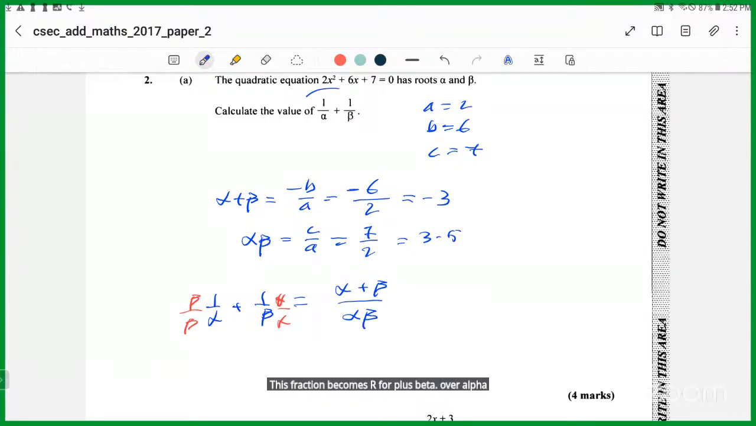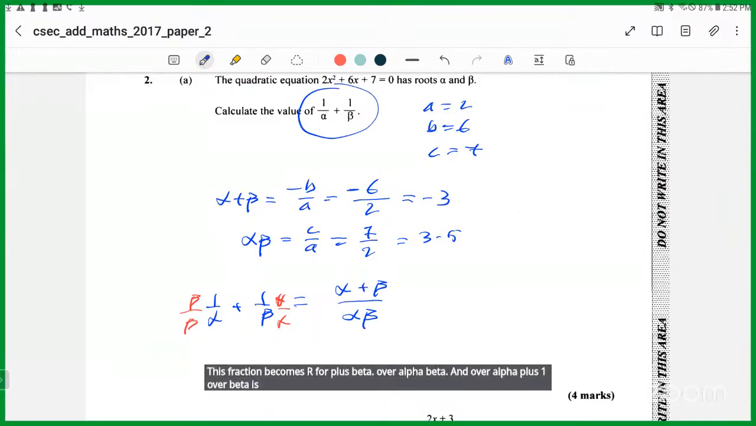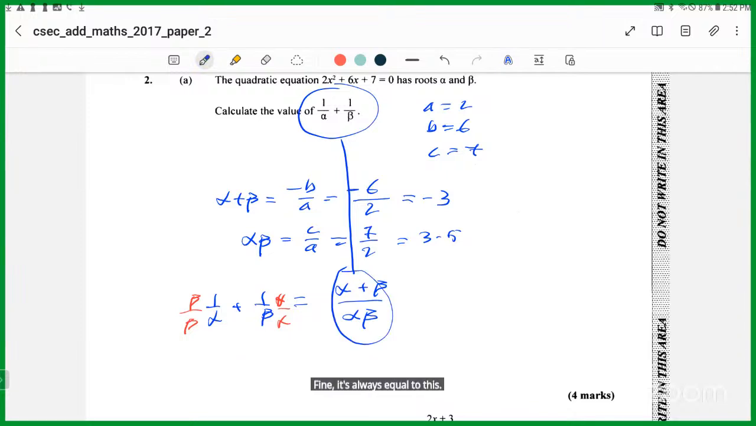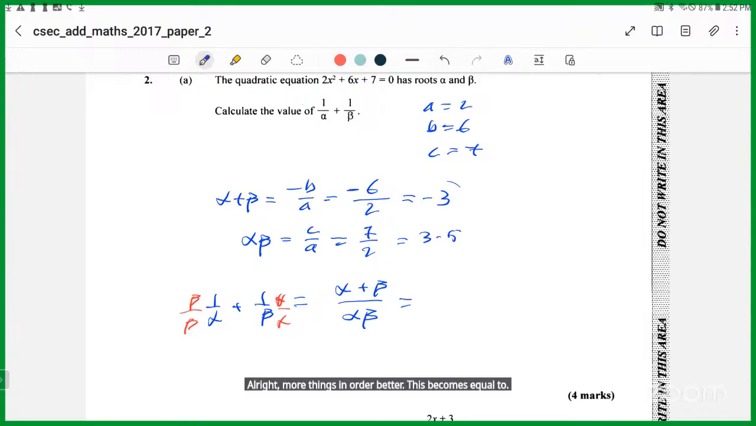And 1 over alpha plus 1 over beta is one of the common expressions that they ask us to find. It's always equal to this. Sum over the product. Alright? More things you know, the better. So this becomes equal to, the sum is negative 3 over the product, which is 7 over 2. And I'm not going to put 3.5. I'm going to put 7 over 2.